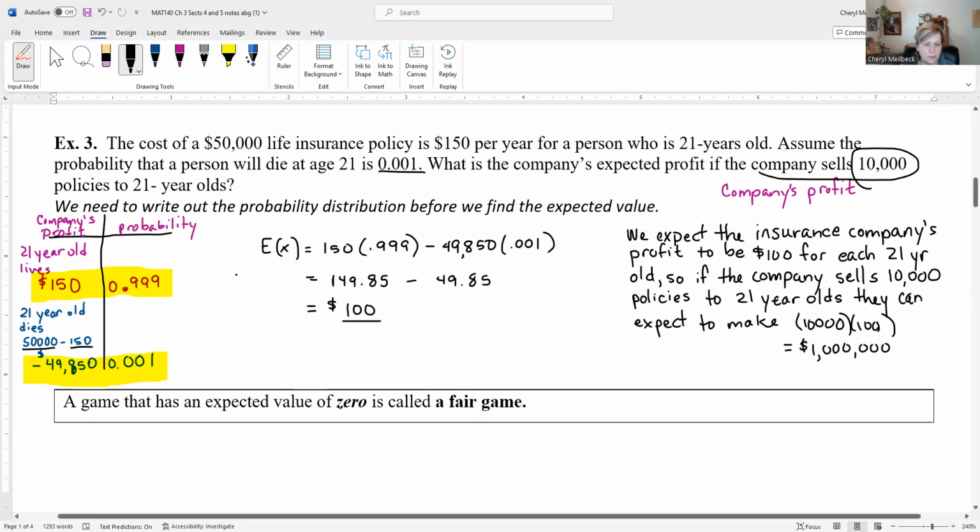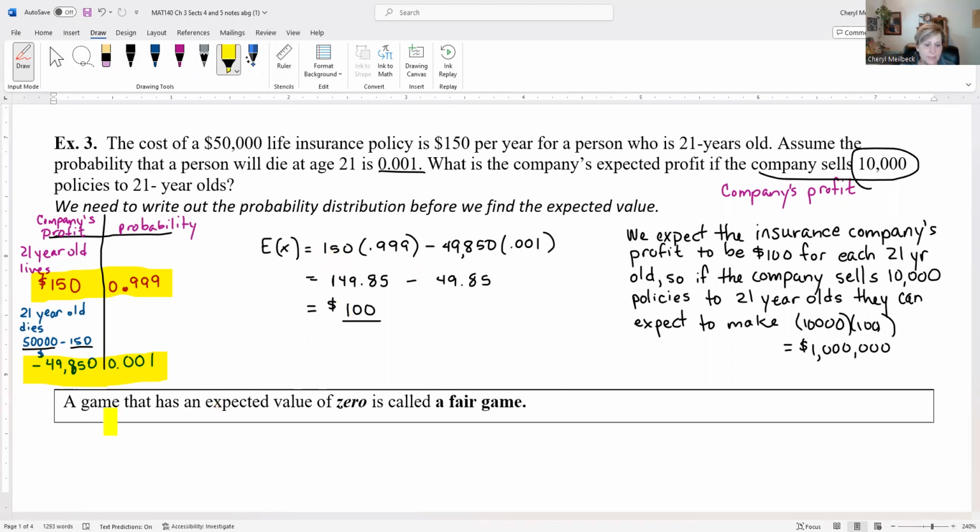Let's go ahead and look at a definition that we'll have here that says that a game with an expected value of 0 is called a fair game. So this isn't left up to subjective interpretation. If I ask you if a game is fair, you're going to use the criteria that its expected value must be equal to 0 to decide that it's a fair game. All right, let's look at another example.